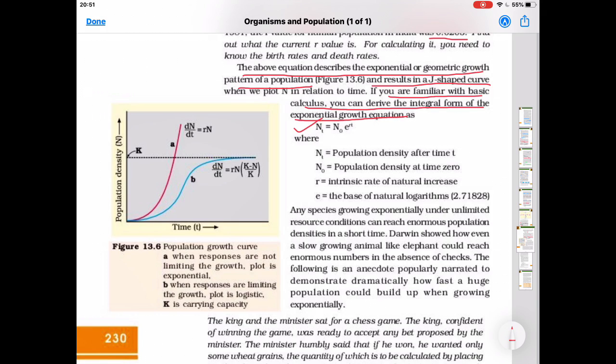Any species growing exponentially under unlimited resource conditions can reach enormous population densities in a short time. Darwin showed how even a slow growing animal like the elephant could reach enormous numbers in the absence of checks.